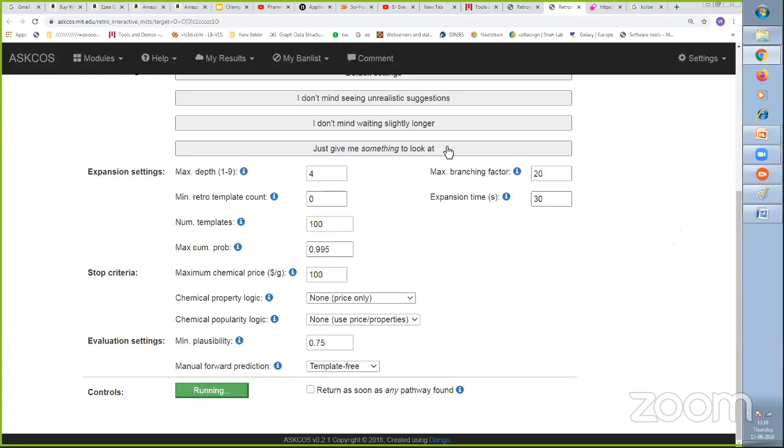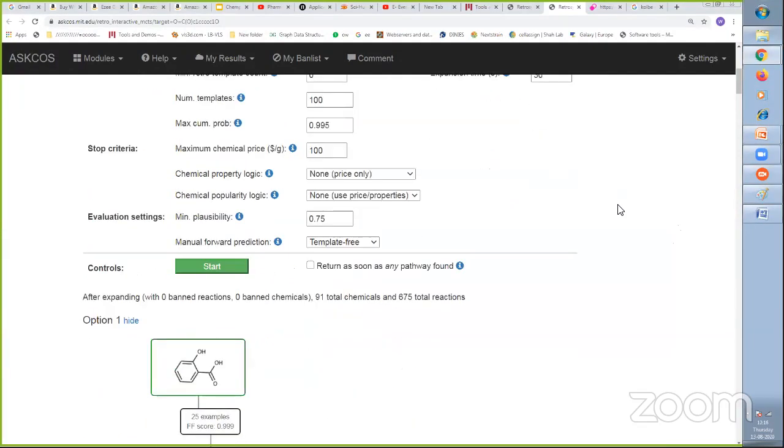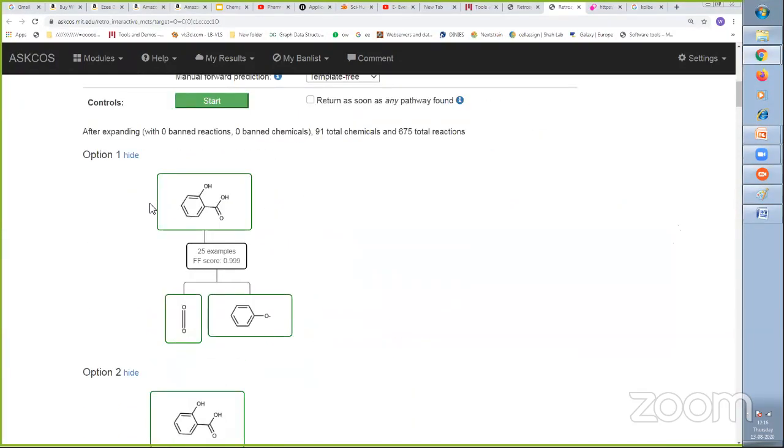Yes, this ASCOS is a free tool only. Most of the things I'm explaining are free tools only, that students can go and use. So it shows, can you see? Now it shows the best option. Can you see here option 1?